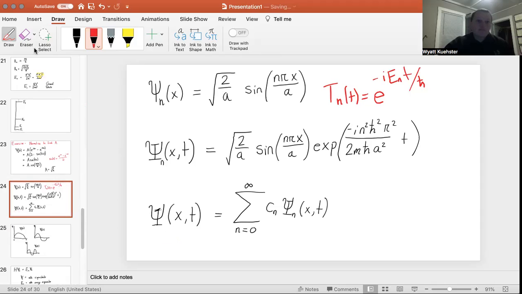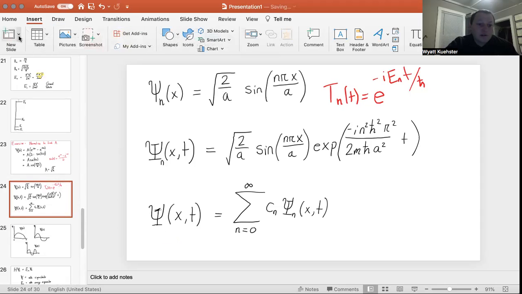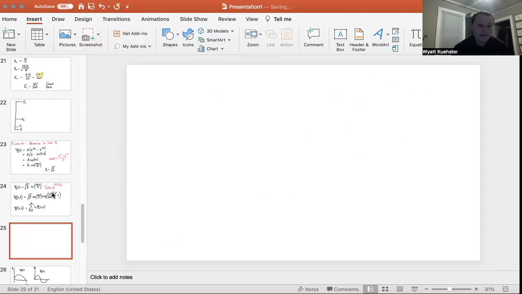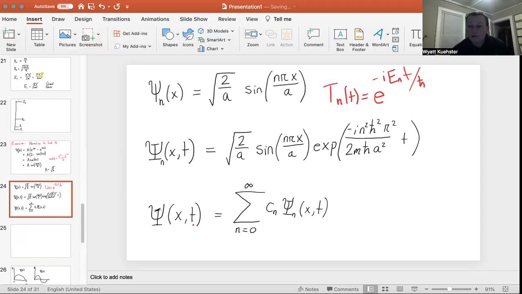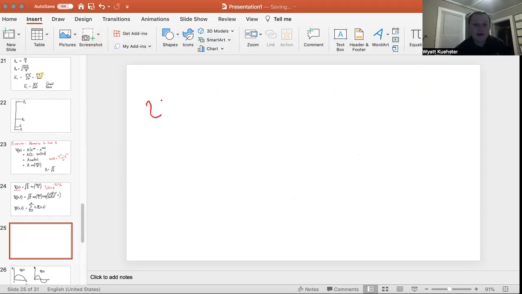And then maybe another important thing to note is that I can write the time independent part of it as a linear combination of the time independent eigenstates. So if I have psi of x, 0, I just plug in 0 for t.